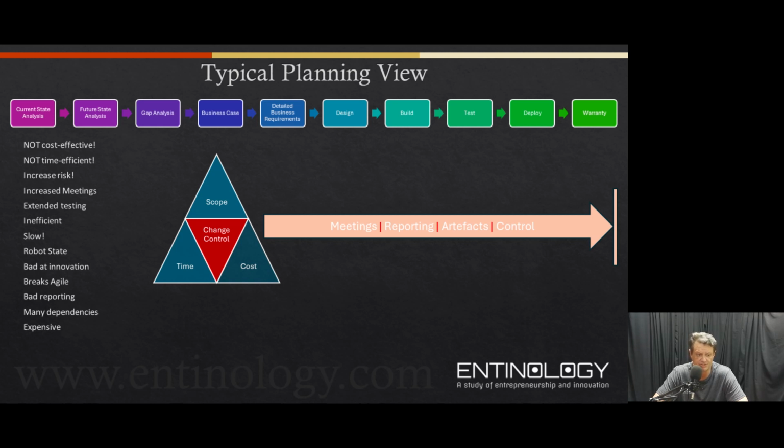It wasn't time efficient. It increased risk. It increased meetings, extended testing, inefficiency, and it was very slow. It required your people that worked for you to become resources that were in robotic state. So it was very bad for innovation. It literally breaks Agile. Terrible at reporting, many dependencies that you had, and it was very expensive. There's two points I want to highlight, and the first one that I mentioned was increase of risk. I want to talk about increase of risk quickly.